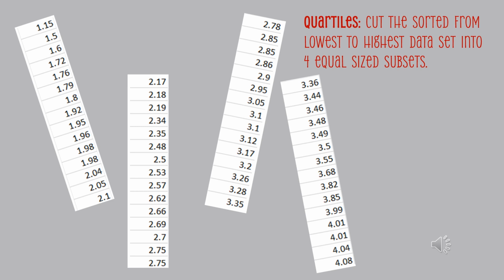We will discuss quartiles first. Quartiles cut a set of data into 4 equal-sized subsets, and it's important to note that the data needs to be ordered from lowest to highest. And then the 4 subsets have some meaning to them. You have a lowest quarter of the data, 2 middle quarters of the data, and then a highest quarter of the data.